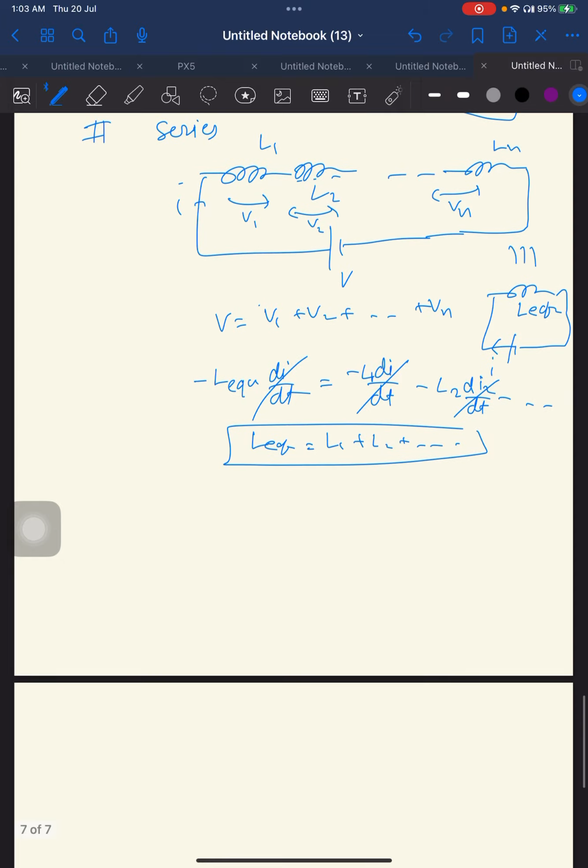Now we are going to do the parallel combination. What happens in a parallel combination? Suppose this is the parallel grouping of inductors.